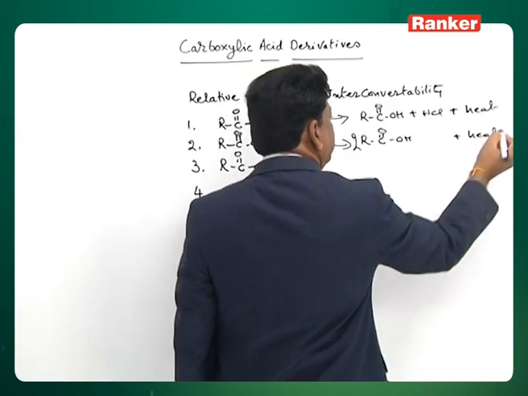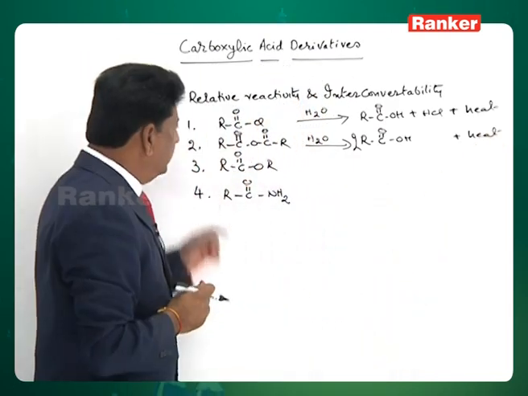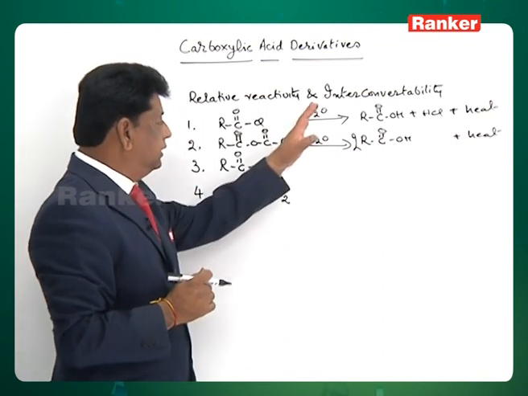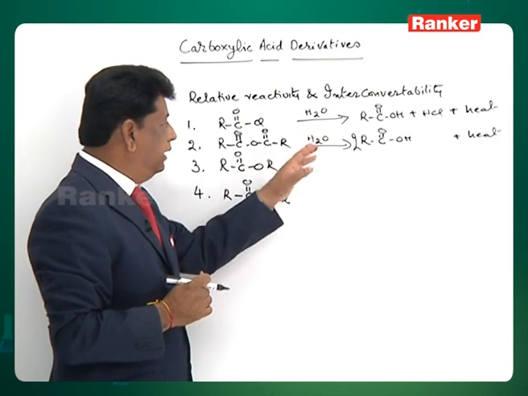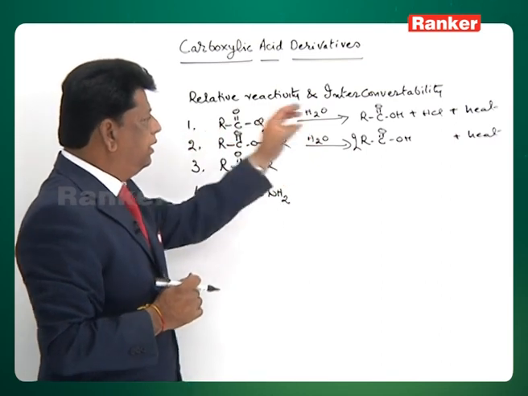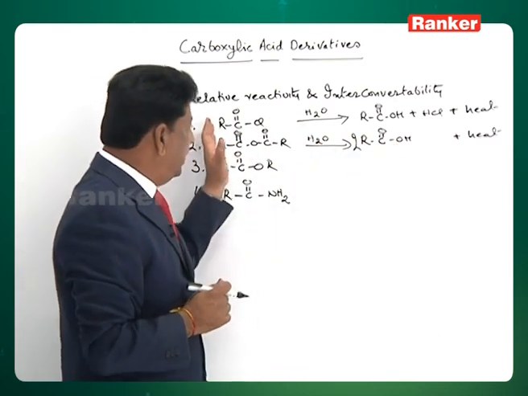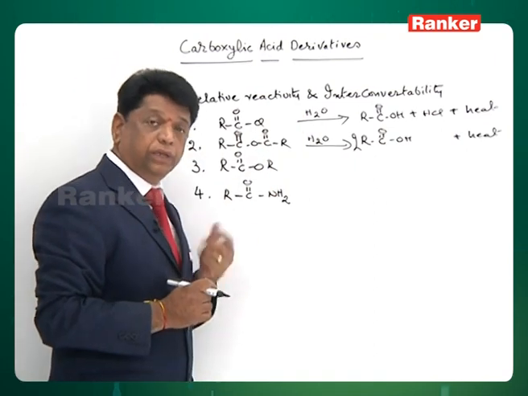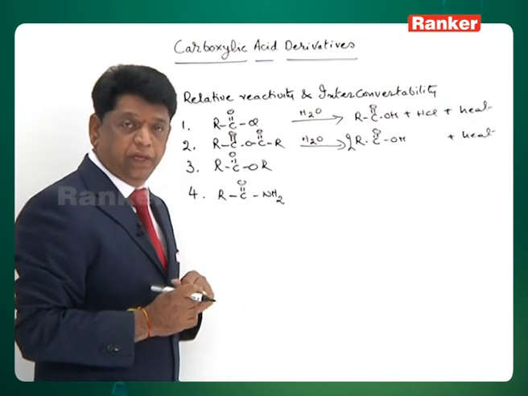Heat is liberated means what type of reaction are they? They are exothermic reactions, they are spontaneous. You don't require any heating or doing anything, just add water and they form immediately. So this hydrolysis reaction is very vigorous. In fact, sometimes acid chlorides undergo some explosive type of reaction also.